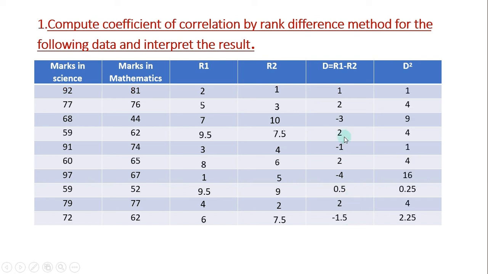So if we add all, we must get 0. We will get d is equal to 0. Now square it, d square. So here sigma d square, if we add all, we get 45.5.